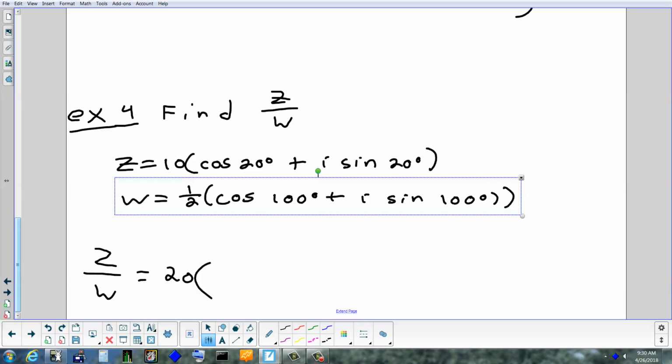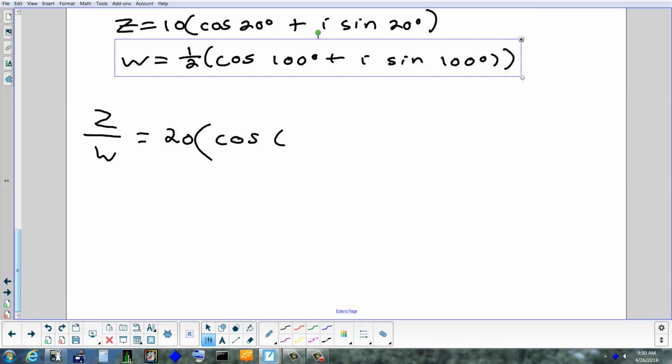And what about my angle? Don't worry if it comes out negative, just leave it for now. Cosine negative 80 plus i sine negative 80. All right, can somebody give me one way that I can fix that so I don't have a negative?